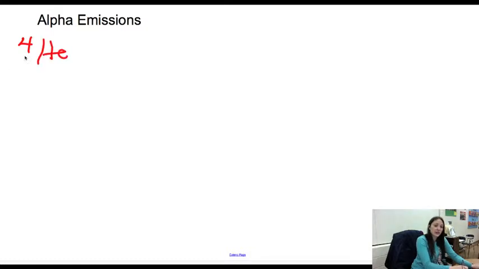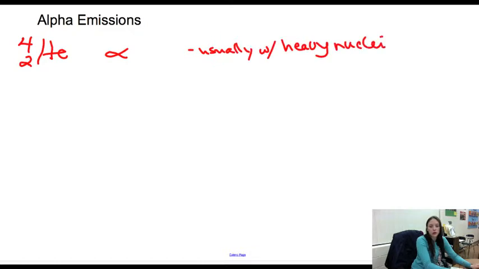Sometimes it's also nice for these to write the bottom number, and that one is 2. Remember, it's 2 because it's He. We don't have to put that there, but a lot of times it'll make these a lot easier if we do that. You'll also sometimes see alpha particles written like that. Alpha emissions are usually with heavy particles. So these nuclei that are extra heavy will sometimes emit an alpha particle.